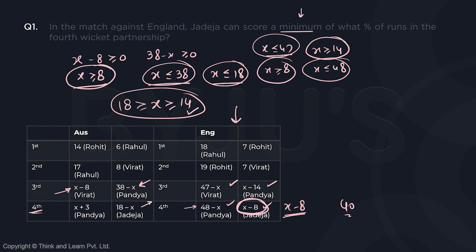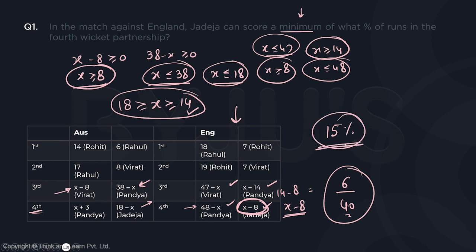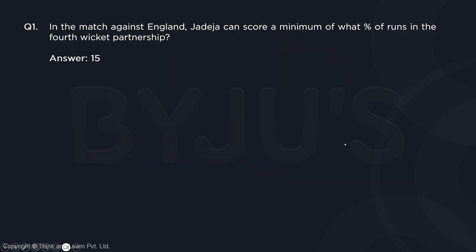To minimize it, I'll take the minimum value of X, which is 14. 14 minus 8 gives me 6. And 6 is what percentage of 40? It is 15%. So I can say Jadeja must have scored a minimum of 15% of the runs in this fourth partnership. And that is the right answer for question number 1.